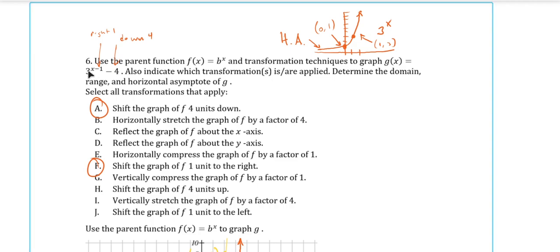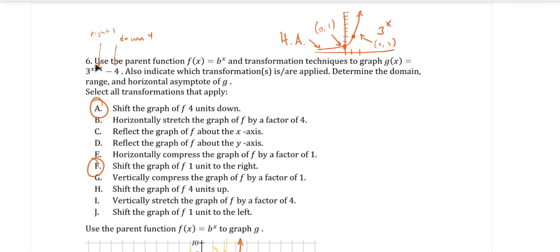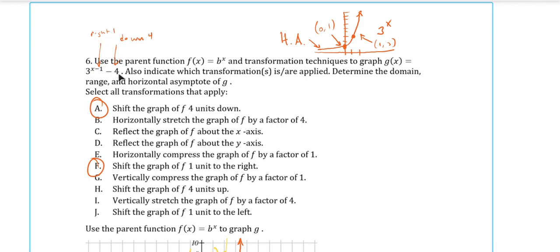Okay, this next one asks us to identify the transformations and graph this function g(x) = 3^(x-1) - 4. Now, these two transformations correspond to a right shift by 1 and a downshift by 4, respectively.